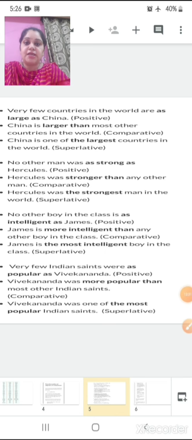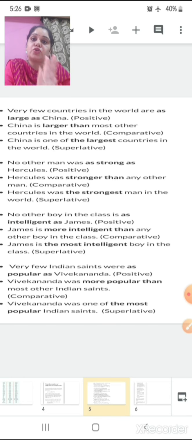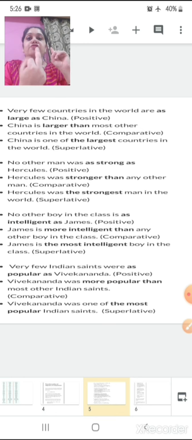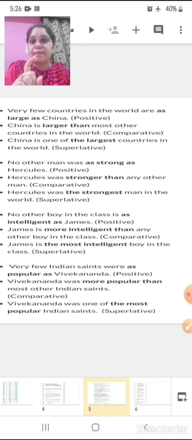No other boy in the class is as intelligent as James. This is an indirect way of representing as well. So this is your first, the positive degree. If we talk about the comparative degree, what will be the answer? Without looking at the screen, try to get the answer. First will be James, second will be no other boy, in the class. So James is more intelligent than it, because when we are talking about the comparative degree, what is the word we use? More. And for the superlative degree, most.